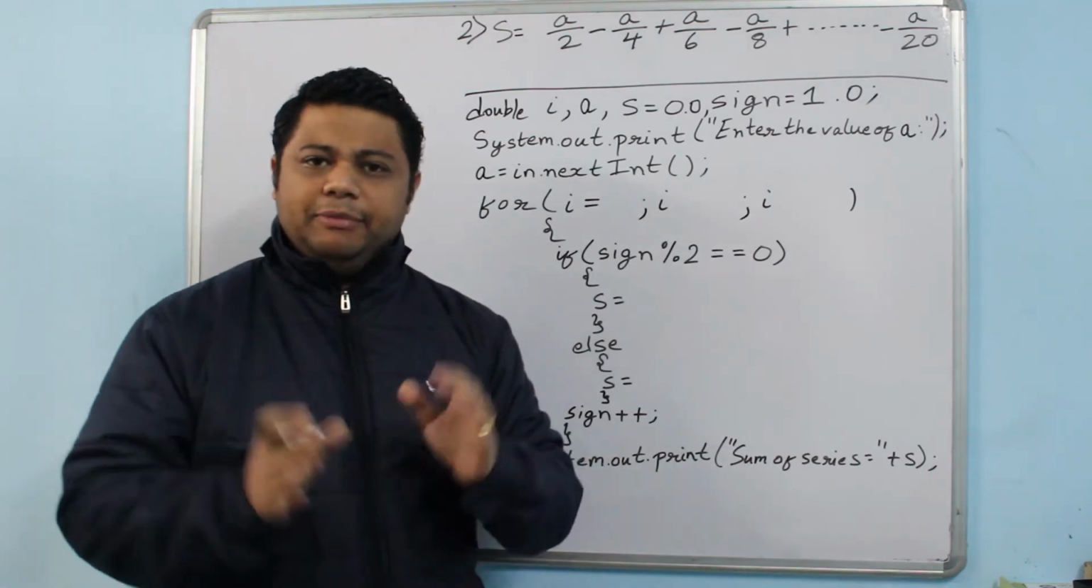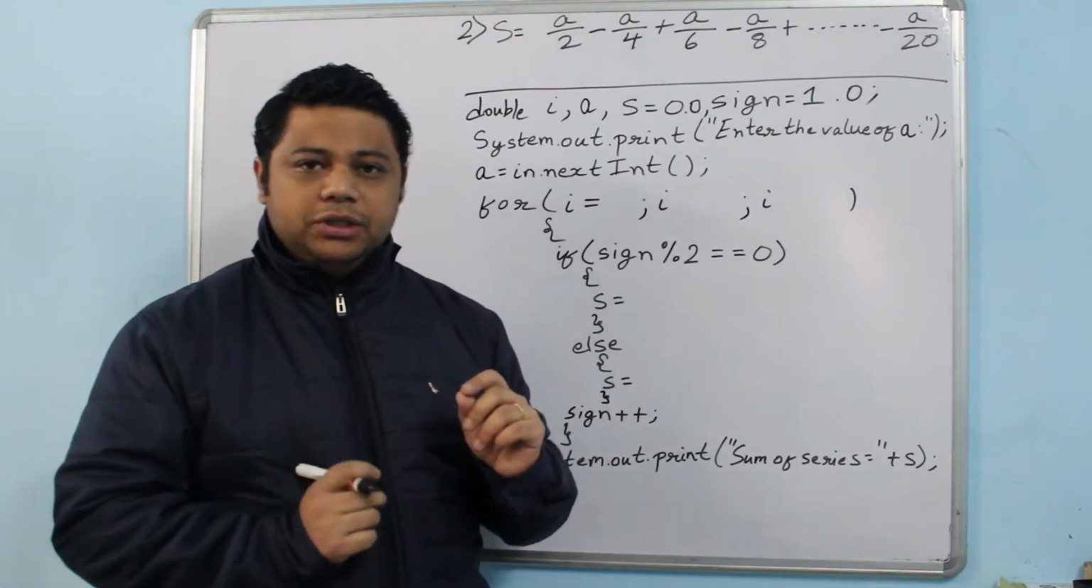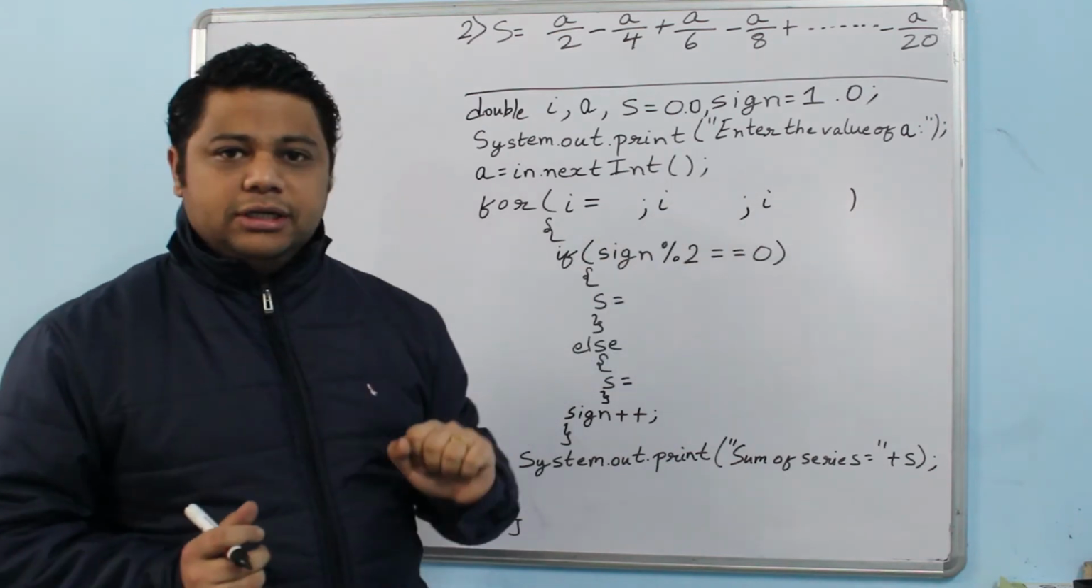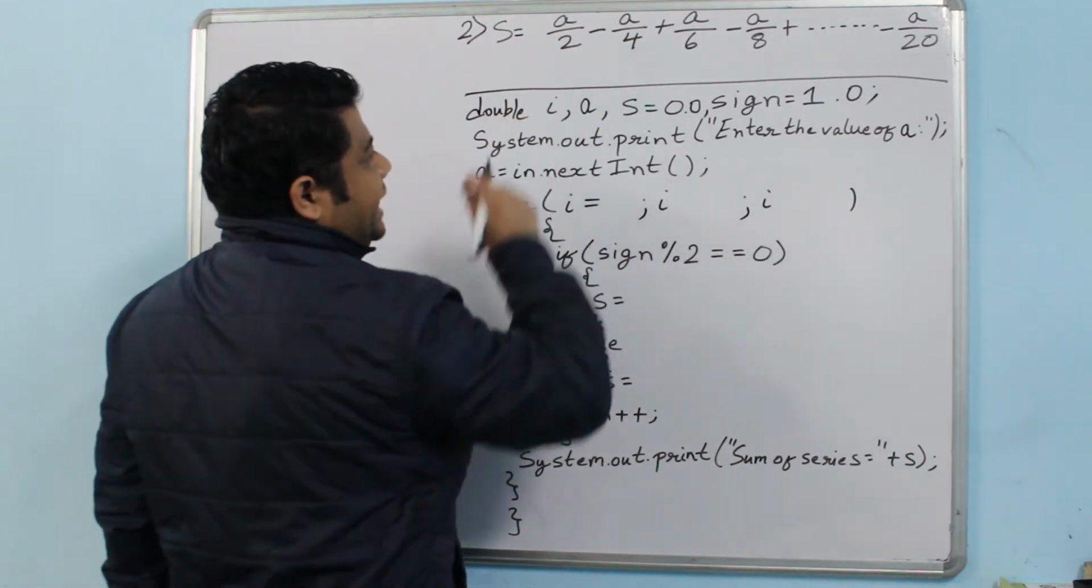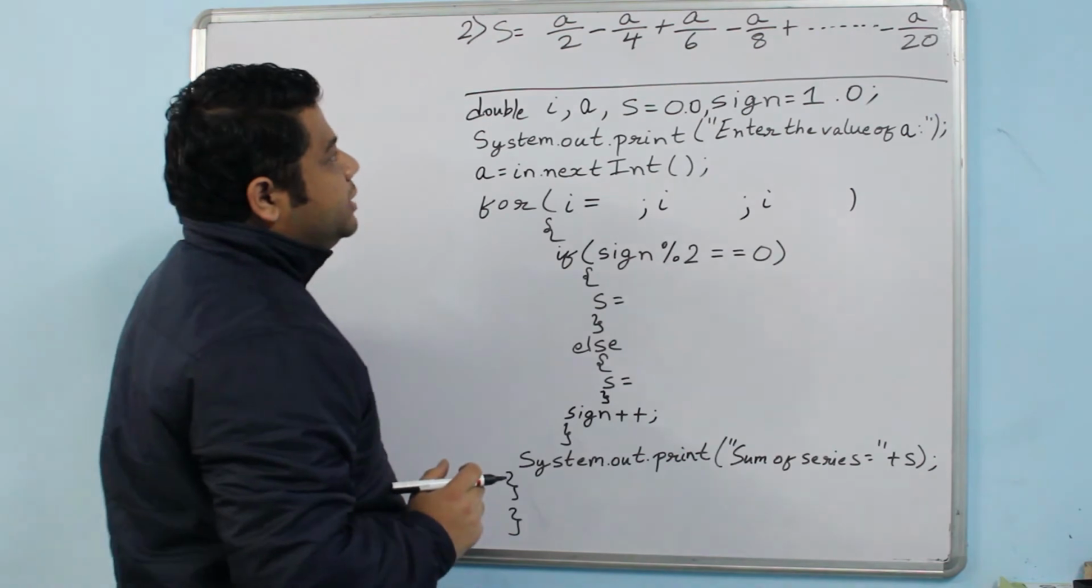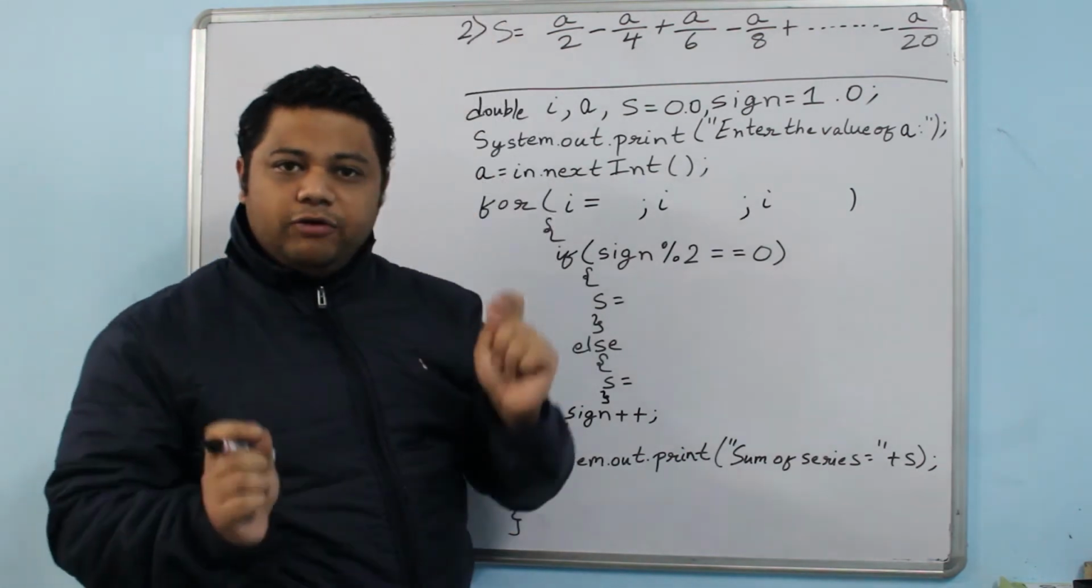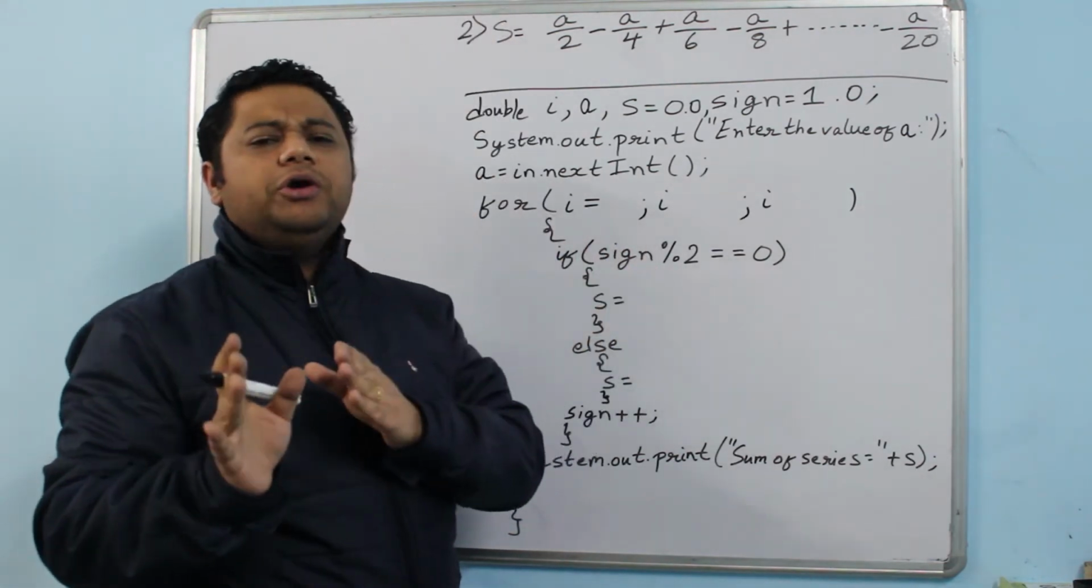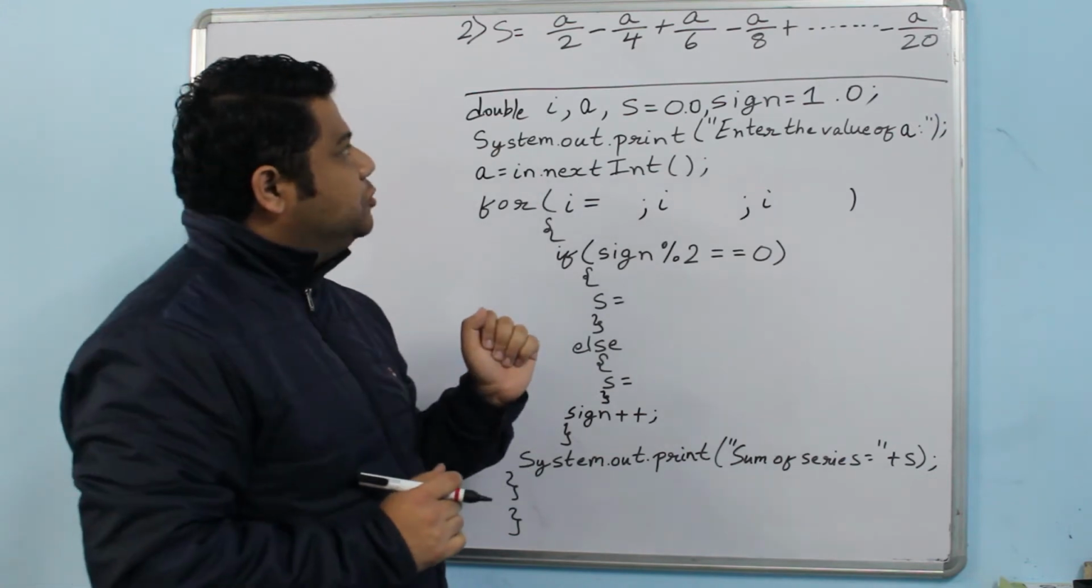Now before starting the program, there are a few things we are supposed to do. First thing, okay, let's use the starting point and ending point technique to frame the loop. Now we know that in the numerator we have got a throughout, so we are not going to use the numerator for the loop.